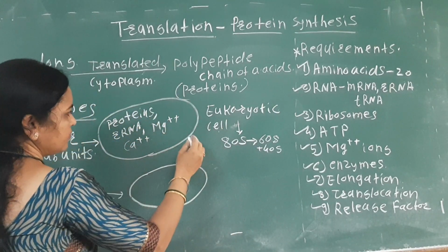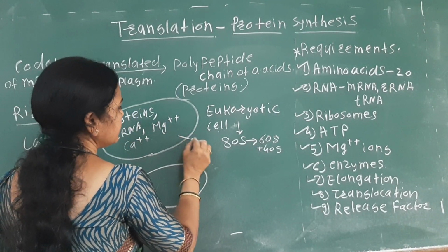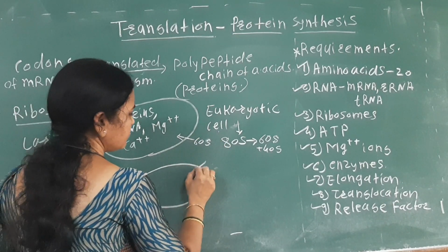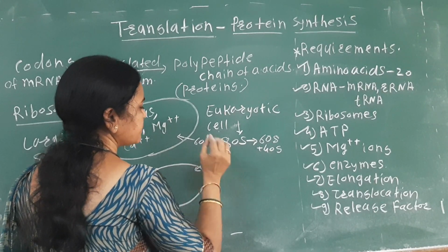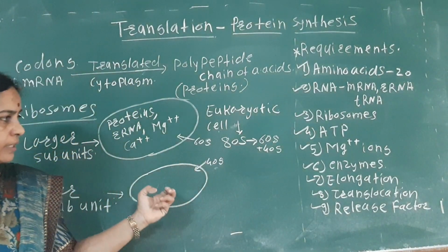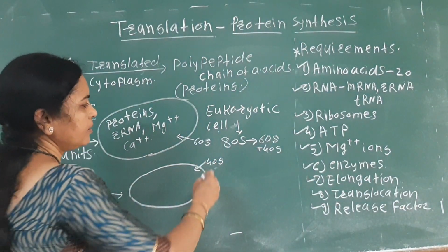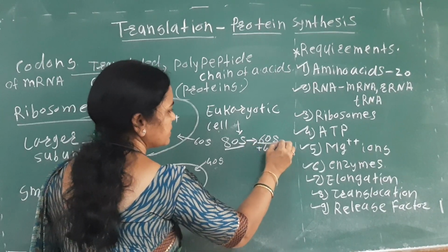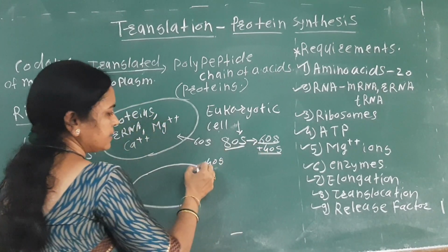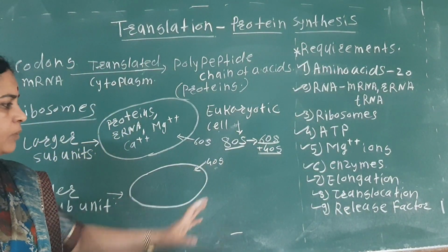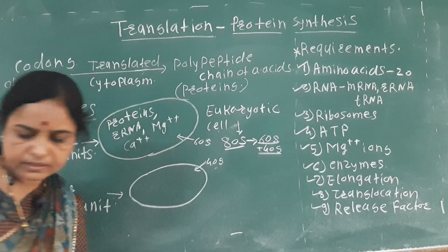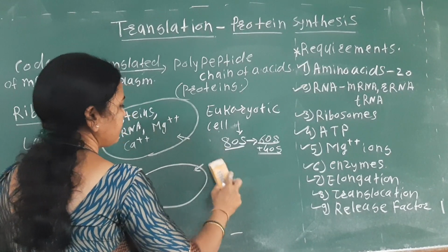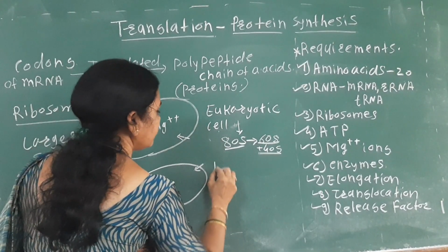The larger subunit is the 60S, while the smaller subunit is the 40S. In the eukaryotic cell, it is made up of 80S, with 60S as the larger subunit and 40S as the smaller subunit. In the prokaryotic cell, it is mainly the 70S type of ribosome in prokaryotes.